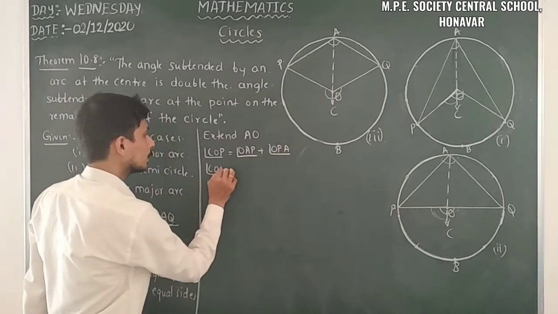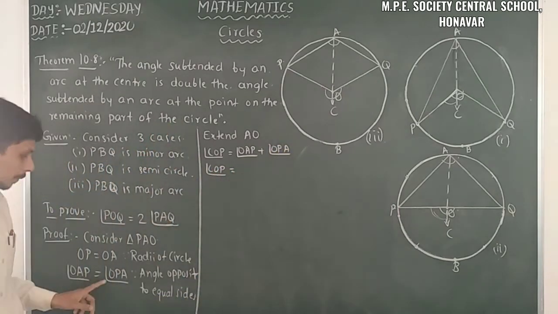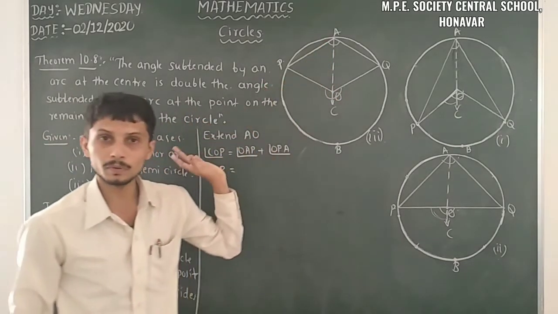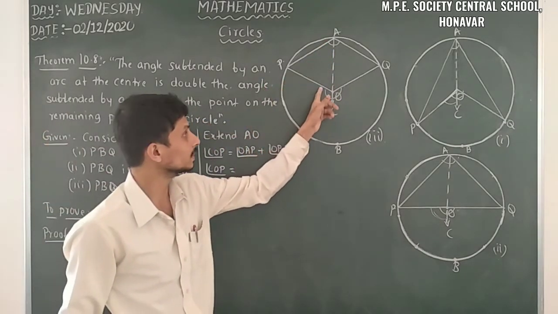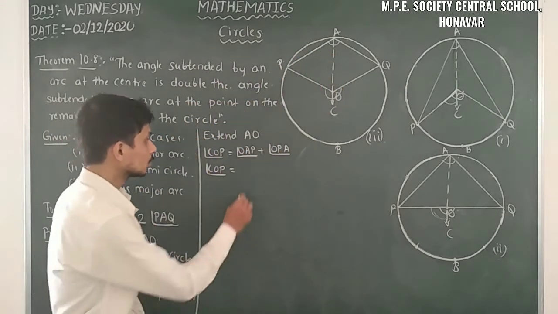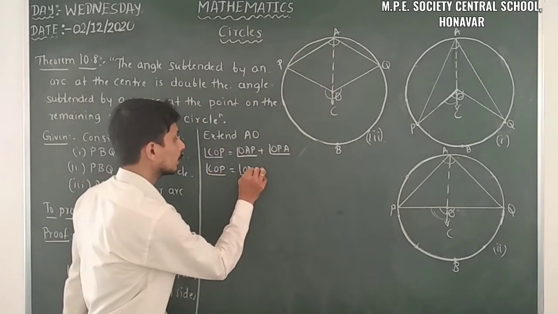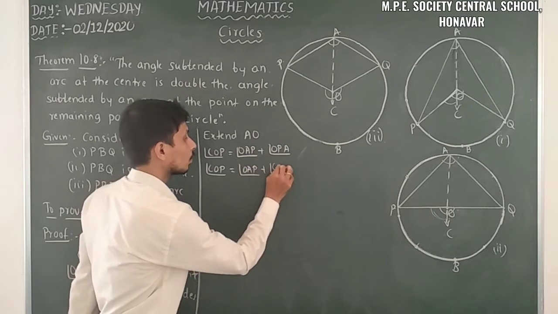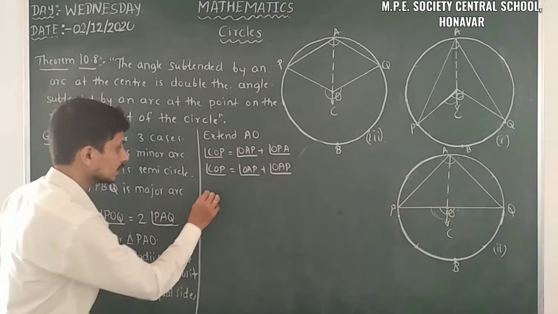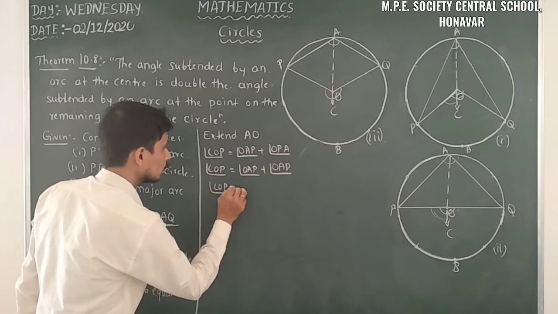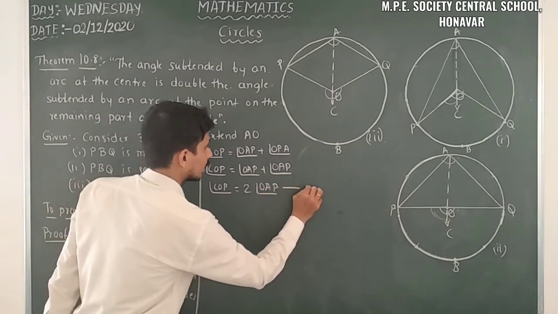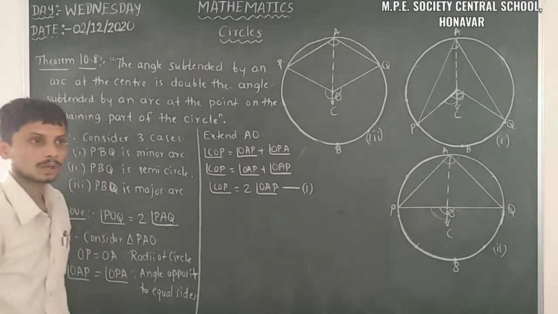That is, angle COP is equal to, here we know that angle OAP is equal to angle OPA. Angle OAP is what we want, because we have to express this angle in the form of this angle. So I am taking angle OAP plus angle OAP only. Because those two are equal, angle COP is equal to 2 into angle OAP. I will consider this as equation number 1.